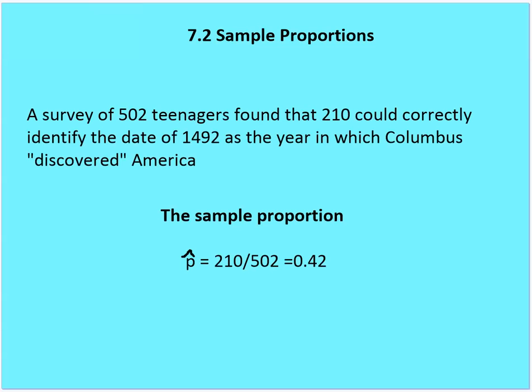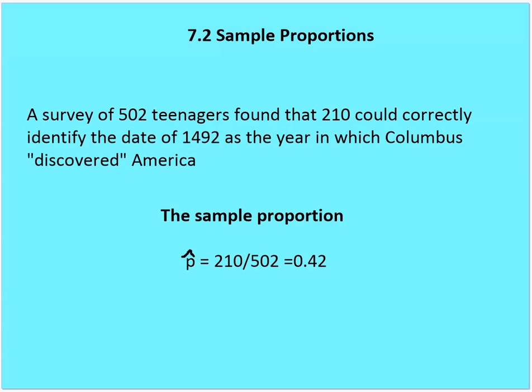A survey of 502 teenagers found that 210 could correctly identify the date of 1492 as the year in which Columbus discovered America. And so the sample proportion, which is our statistic in this case, the proportion that could correctly identify 1492 as the year in which Columbus discovered America, was 210 out of 502, or 0.42, or 42%.